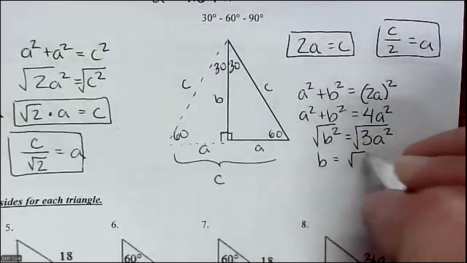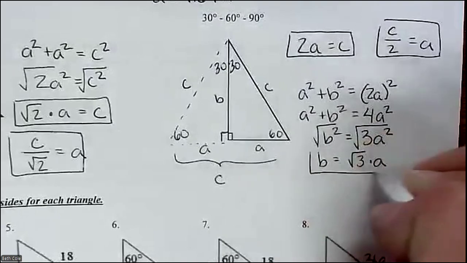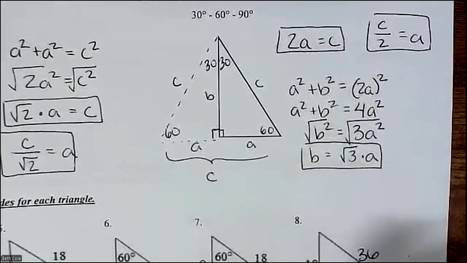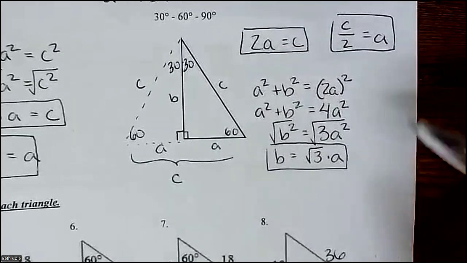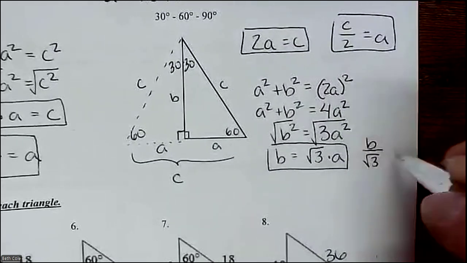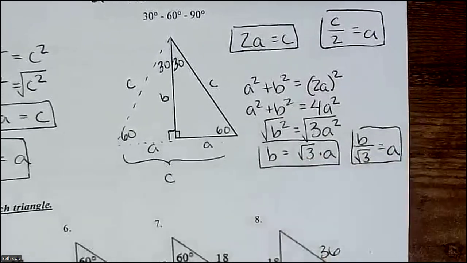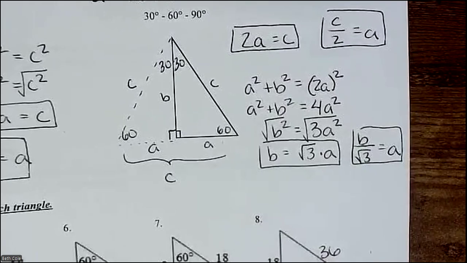So B equals square root of 3 times A. So if you want to go from A to B, you multiply by square root of 3. If you want to go from B to A, you would divide. Again, if you only really want to write this first one, that's okay. When you go to the bigger one, you multiply. When you go to the smaller one, you divide.